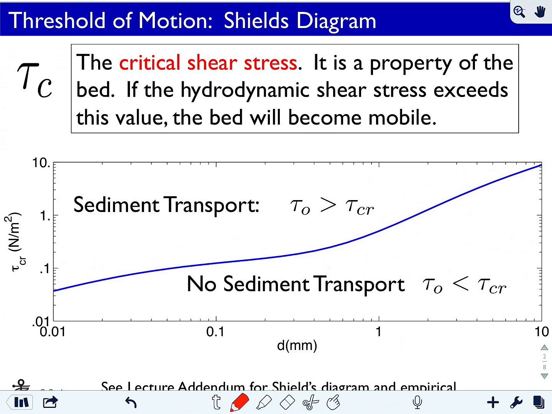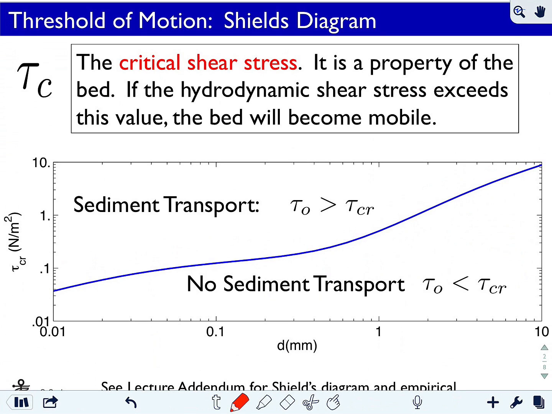bed that comes from waves and currents or their combined interaction, and what we call the critical shear stress of the bed. The critical shear stress is a property of the bed, the sediments. It's the amount of stress that the hydrodynamics must provide in order to mobilize the bed. So basically, if the hydrodynamic shear stress exceeds this value, the bed will be mobile.